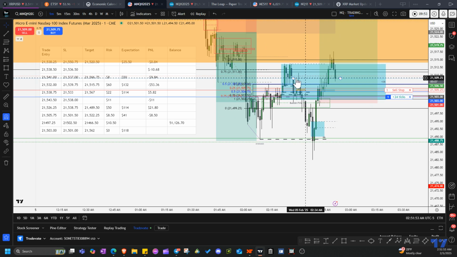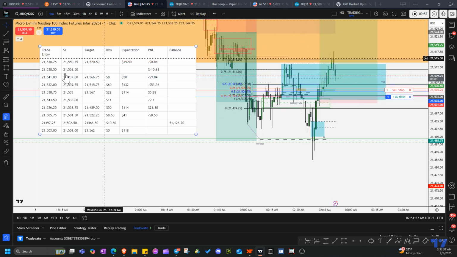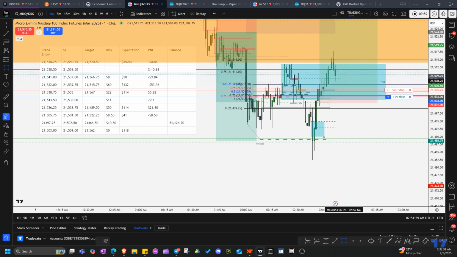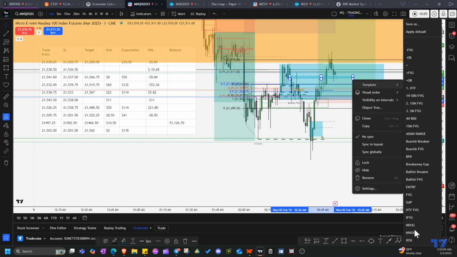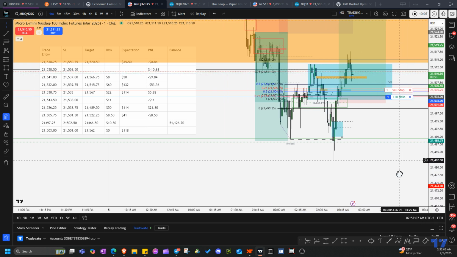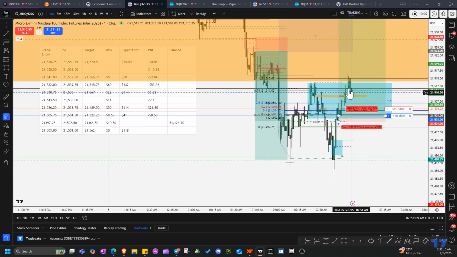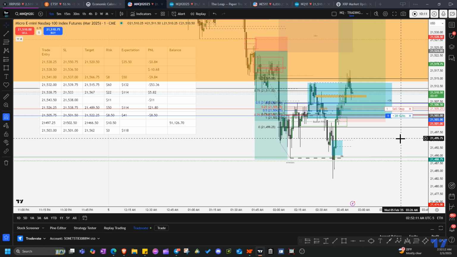So we'll see, but ideally I want to see this act as a support for higher prices. Don't know if it will, but that's what we're watching. Like this. Push higher. But we'll see.